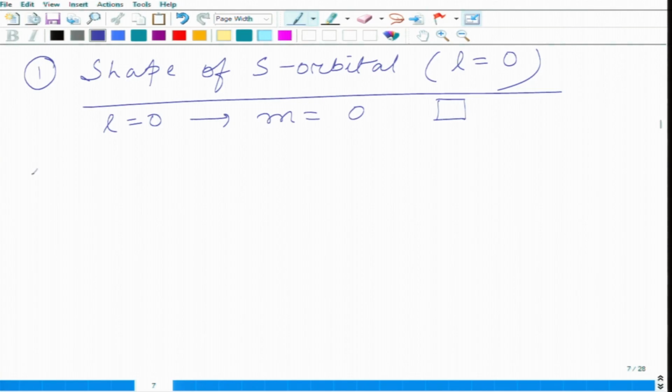Now what is the lowest n possible for s orbital? So n equal to 1, because we know that the maximum number of L that can exist within a principal quantum number is n minus 1. So 1 minus 1 is 0, therefore 1s is the lowest s orbital.